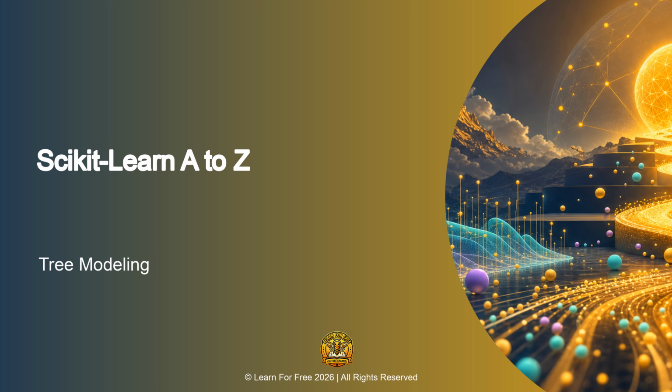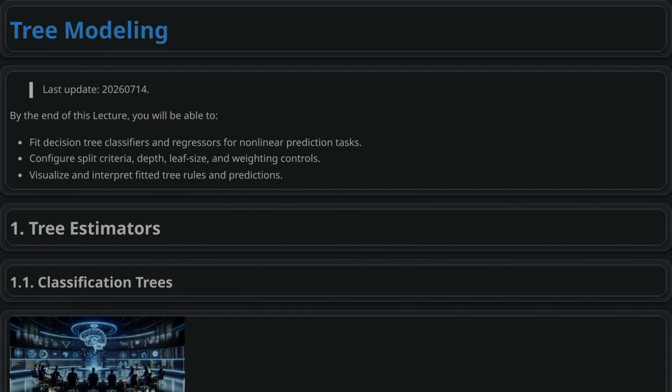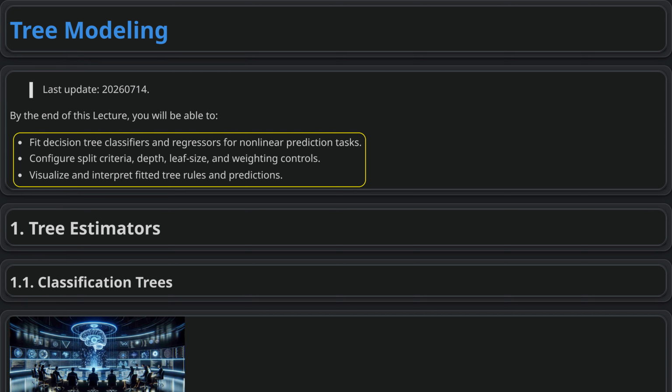Module 16, Lecture A, Tree Modeling. By the end of this lecture, you will be able to fit decision tree classifiers and regressors for nonlinear prediction tasks, configure split criteria, depth, leaf size, and weighting controls, and visualize and interpret fitted tree rules and predictions.